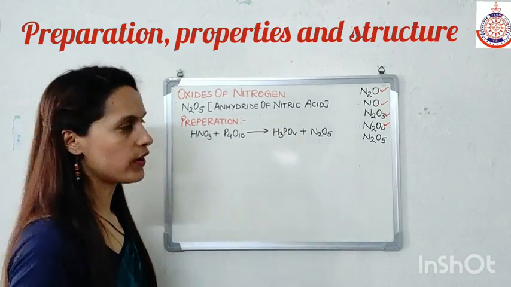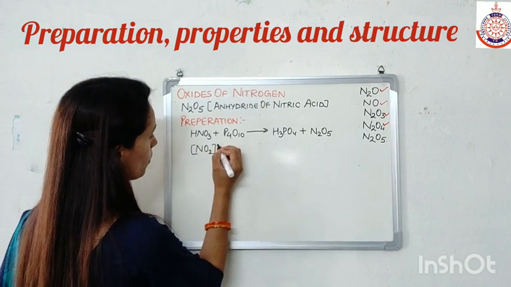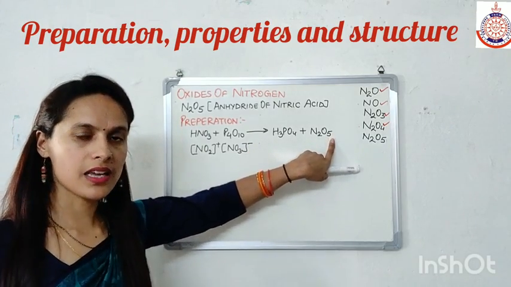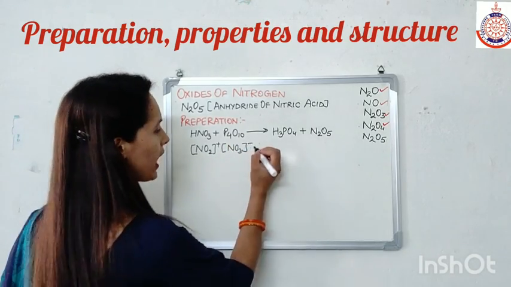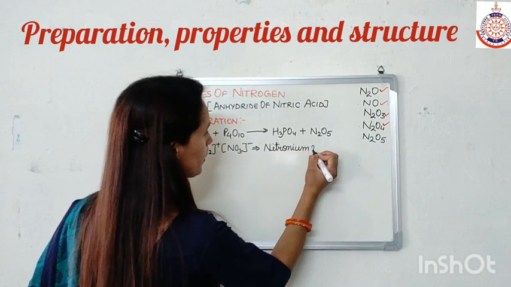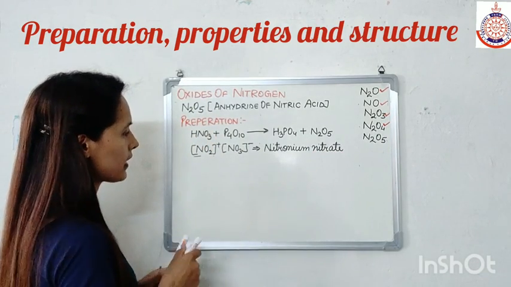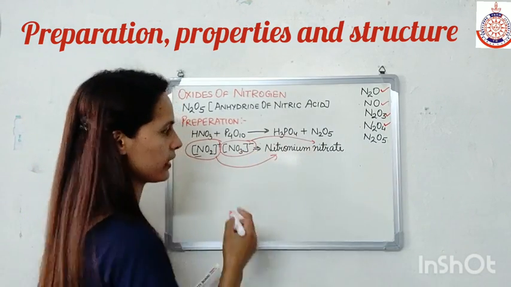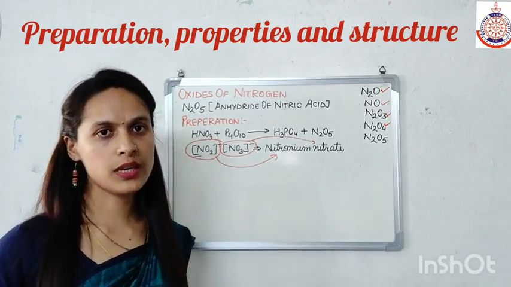Now this N2O5 doesn't exist in this form. It exists in the form NO2 positive, NO3 negative. That's why it is known as nitronium nitrate. Why is this known as nitronium nitrate? NO2 positive stands for nitronium and NO3 negative stands for nitrate. Because it exists in this form, it is also known as nitronium nitrate.